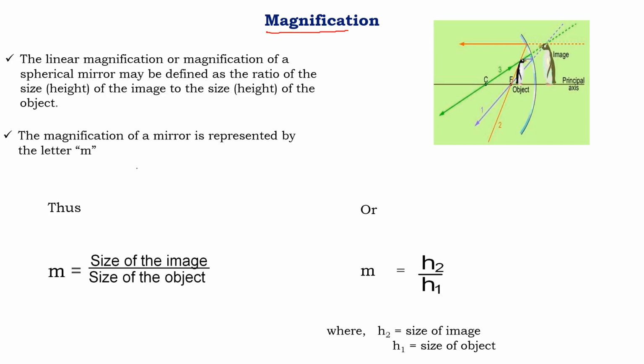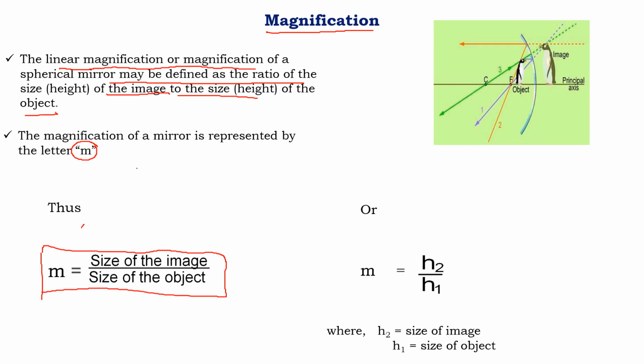Magnification. What is this magnification? Linear magnification of a spherical mirror is defined as the ratio of the height of the image to the size or height of the object. So magnification is represented by a small m, and it is written as m equals to size of the image by size of the object. Size actually means height only, isn't it?